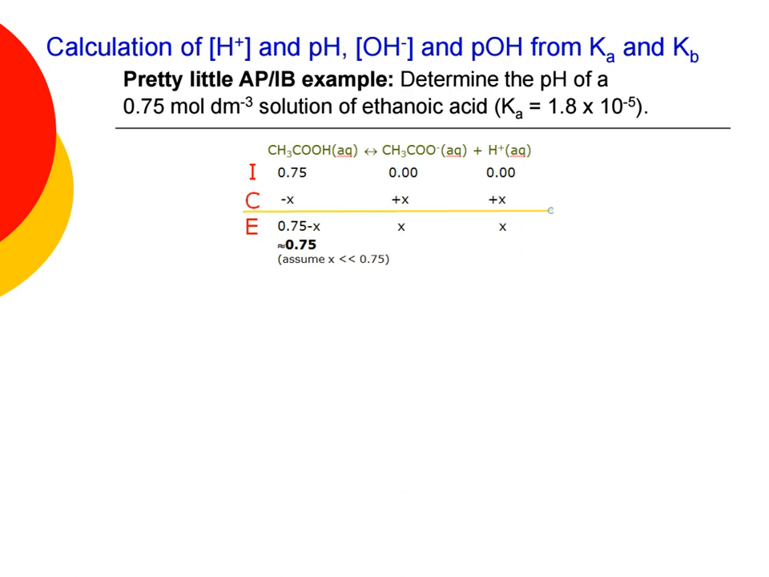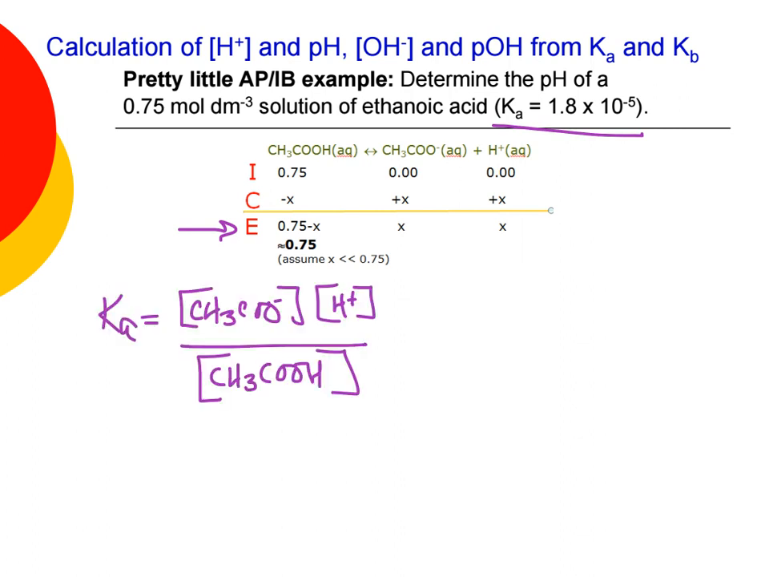Next, we'll plug in our E row for our equilibrium expression, allowing Ka to be given. The equilibrium expression has the products, the ions, on top, and the acid itself on bottom. Next, we'll plug in the Ka, 1.8 times 10 to the negative fifth, on the left. Both ions are X, so multiplied together, that becomes X squared. And on the bottom, we are simply using 0.75, assuming X is negligible. Now we want to solve for X.